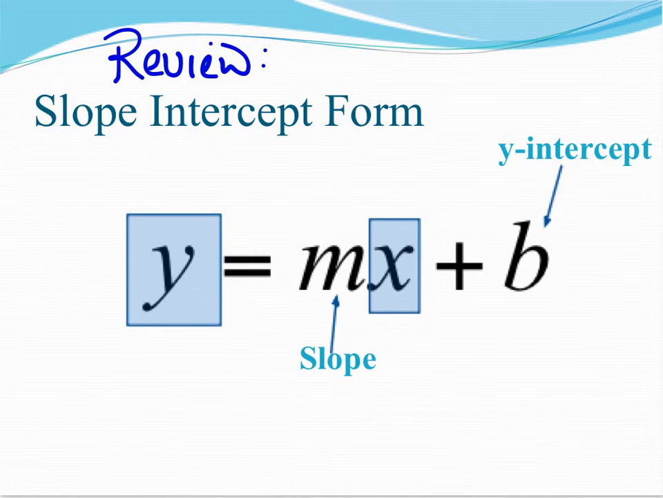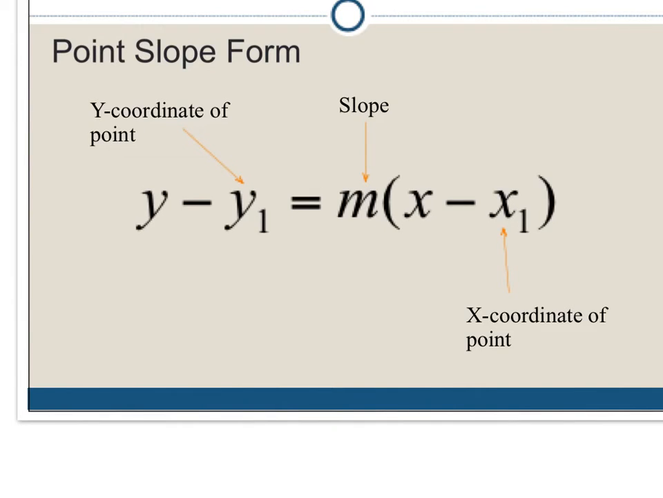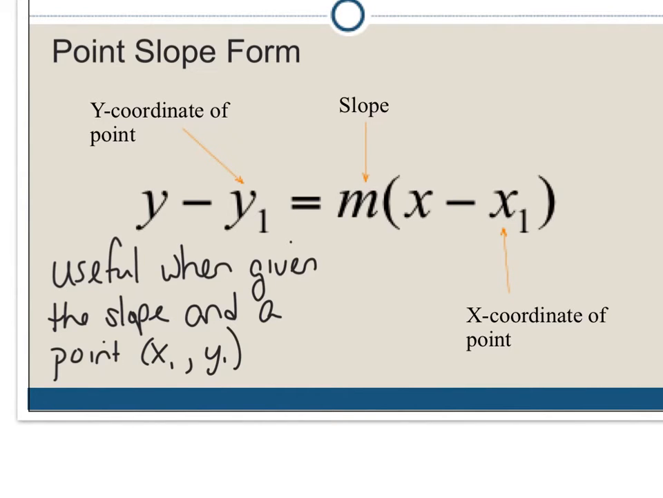Visual reminder of slope-intercept form. Remember that slope is your m, and your y-intercept, where it crosses the y-axis, is the b. And slope-intercept form is when y equals, and must be alone. It's called the point-slope form. And it's quite useful when you have the slope and when you have a point. Using that, you can find the equation.